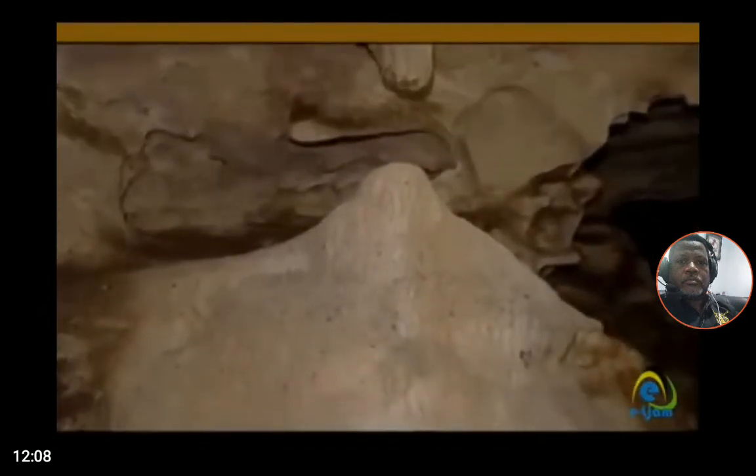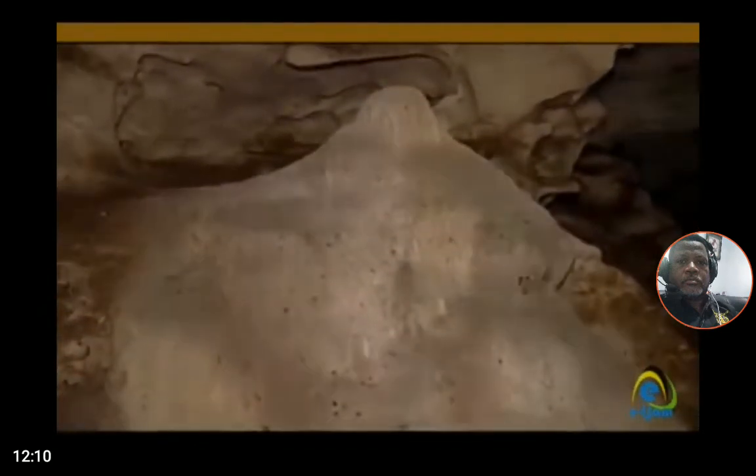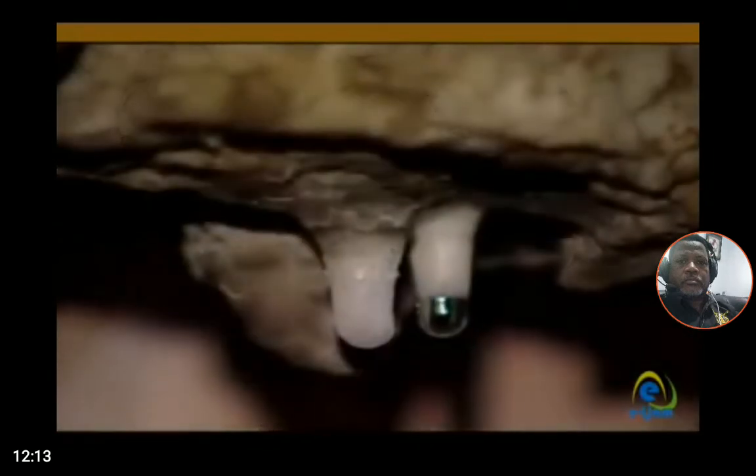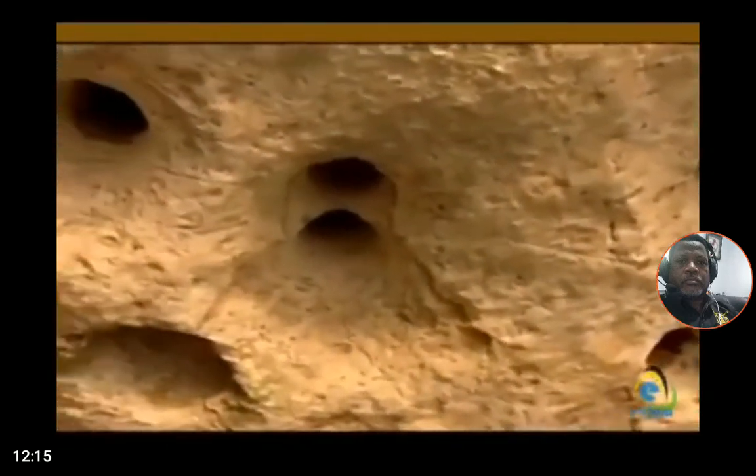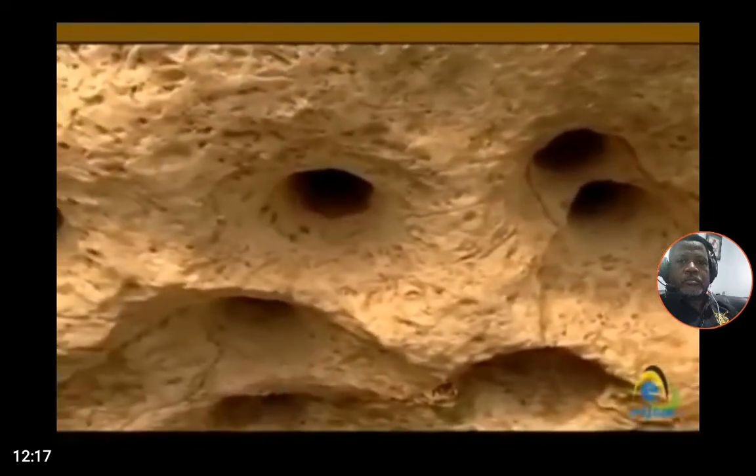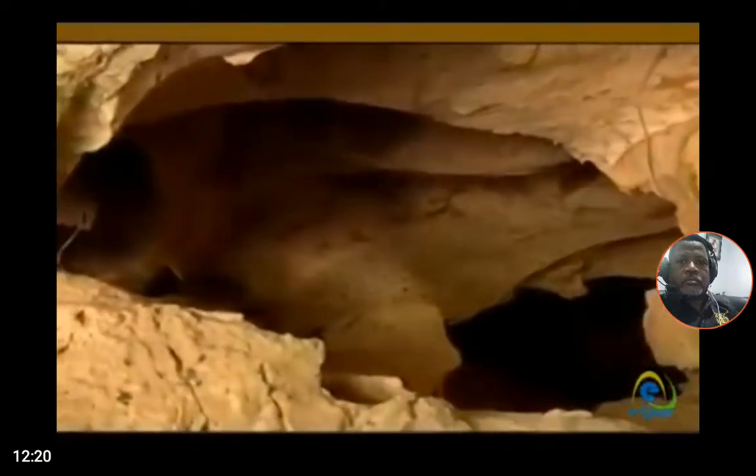Cockpit Country is a protected resource. As one of the few stands of virgin forest in Jamaica, it is a habitat for many species of flora and fauna which are endemic to our island.